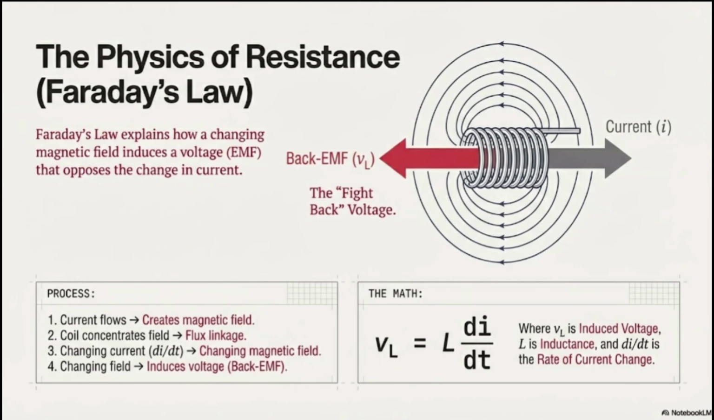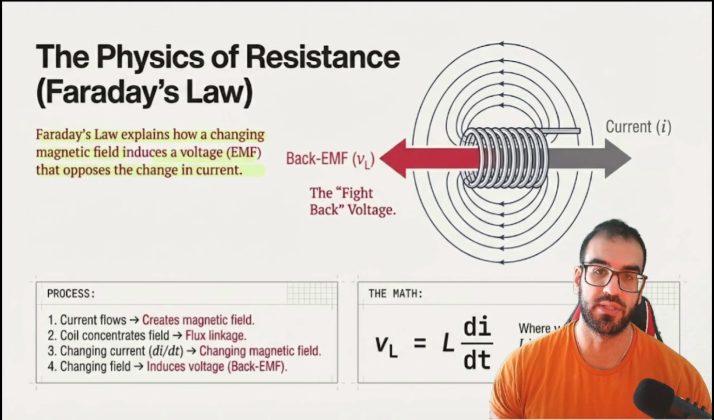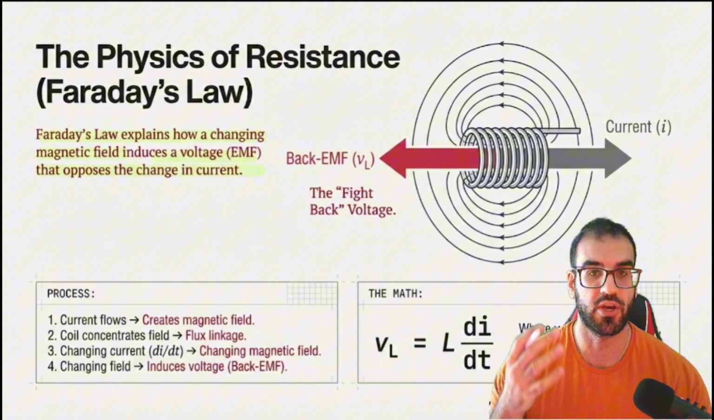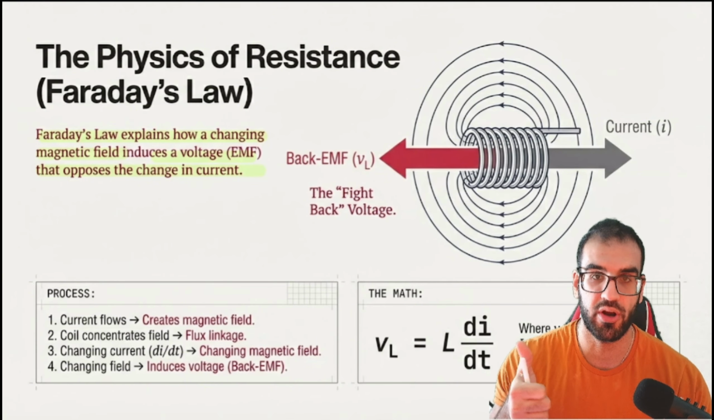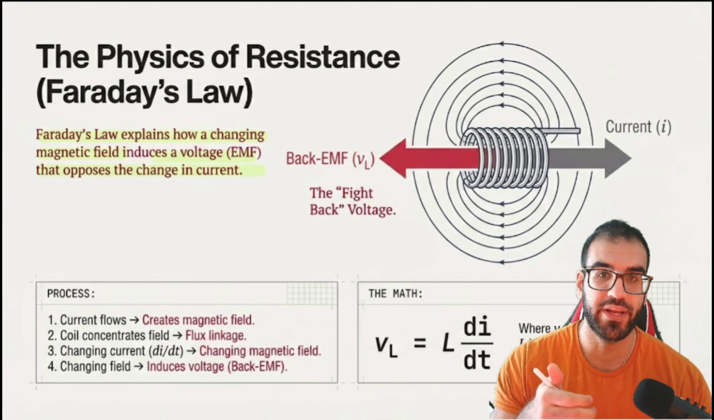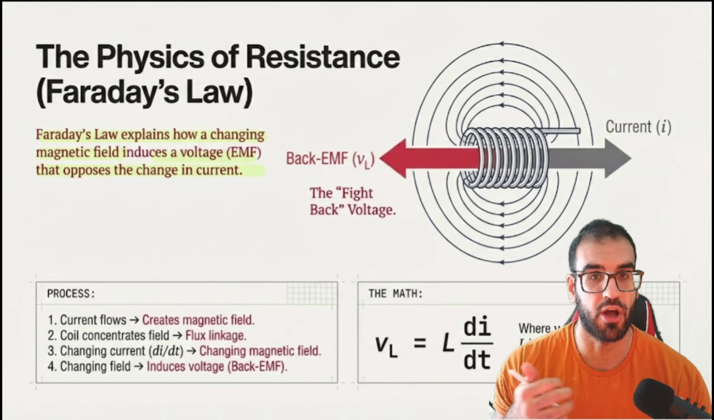Let's talk about the physics. Let's talk about the very first rule, Faraday's law. What does it say? Faraday's law explains how a changing magnetic field induces a voltage, which we call EMF, that opposes the change in current itself. So what does that mean? Imagine that you have a solenoid, and based on the rule that we call the right-hand rule, if you consider the thumb direction as the direction of current, the four fingers that are curling are the direction of flux.